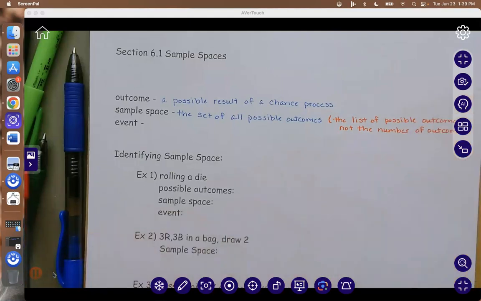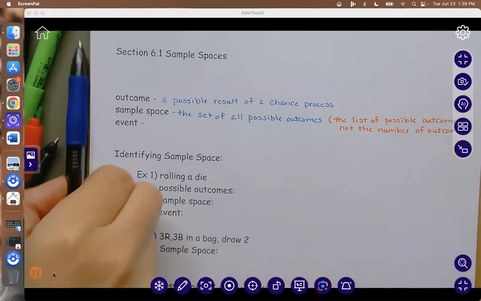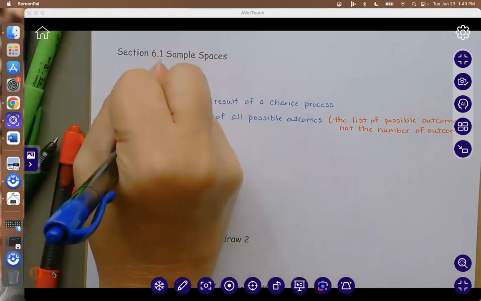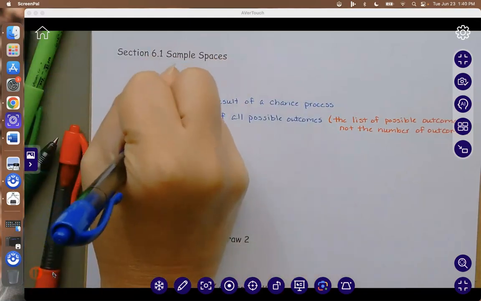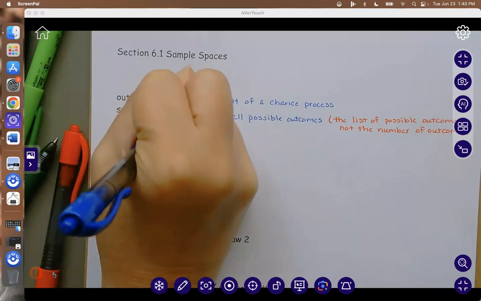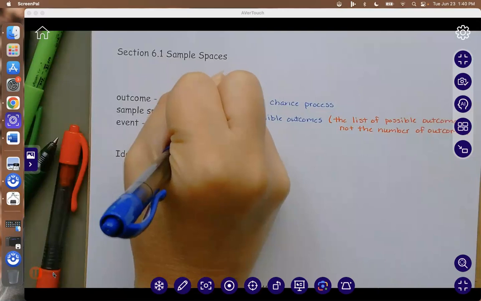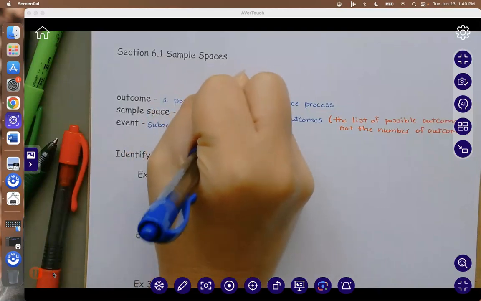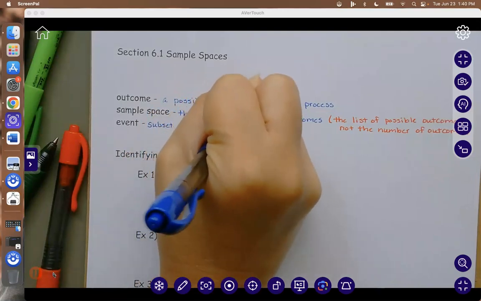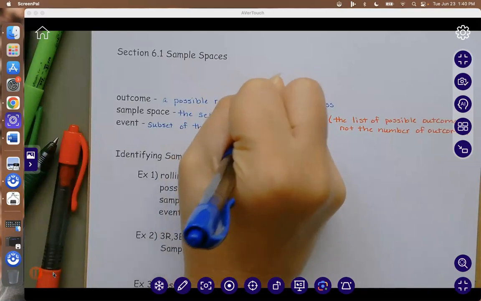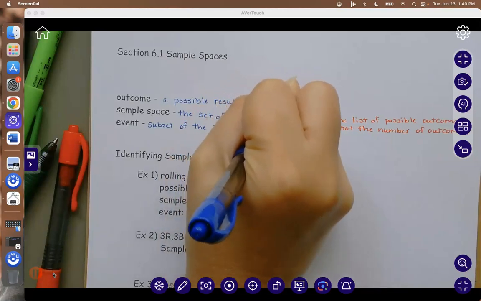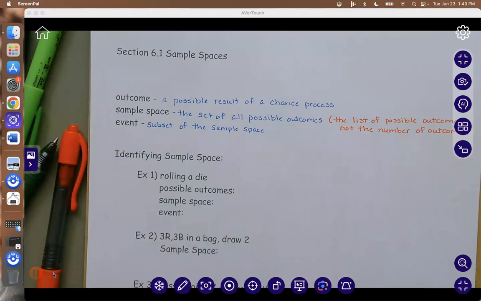Okay? An event is simply a subset of the sample space. So if I'm rolling a die, the event would be the probability I roll a 1. Okay, that would be an event. That's a subset of the sample space.